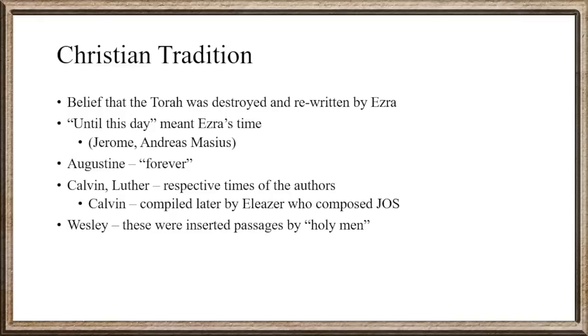In Christian traditions, this phrase had a slightly different understanding. There was a common belief that the Torah was actually destroyed and had to be rewritten by Ezra. So the inclusion of until this day was explained by Ezra's additions to the text. This position was held by Jerome and Andreas Masius. Augustine, on the other hand, agreed with the traditional Jewish interpretation, meaning forever. Both Luther and Calvin believed that the phrase denoted the time of the author, so they would have had different meaning depending on the book. But Calvin would have placed it later because he believed Eliezer compiled the books and also composed Joshua, weirdly enough. John Wesley actually believed that these were inserted passages by holy men, essentially inserted by pious scribes. So we can go to the next slide.